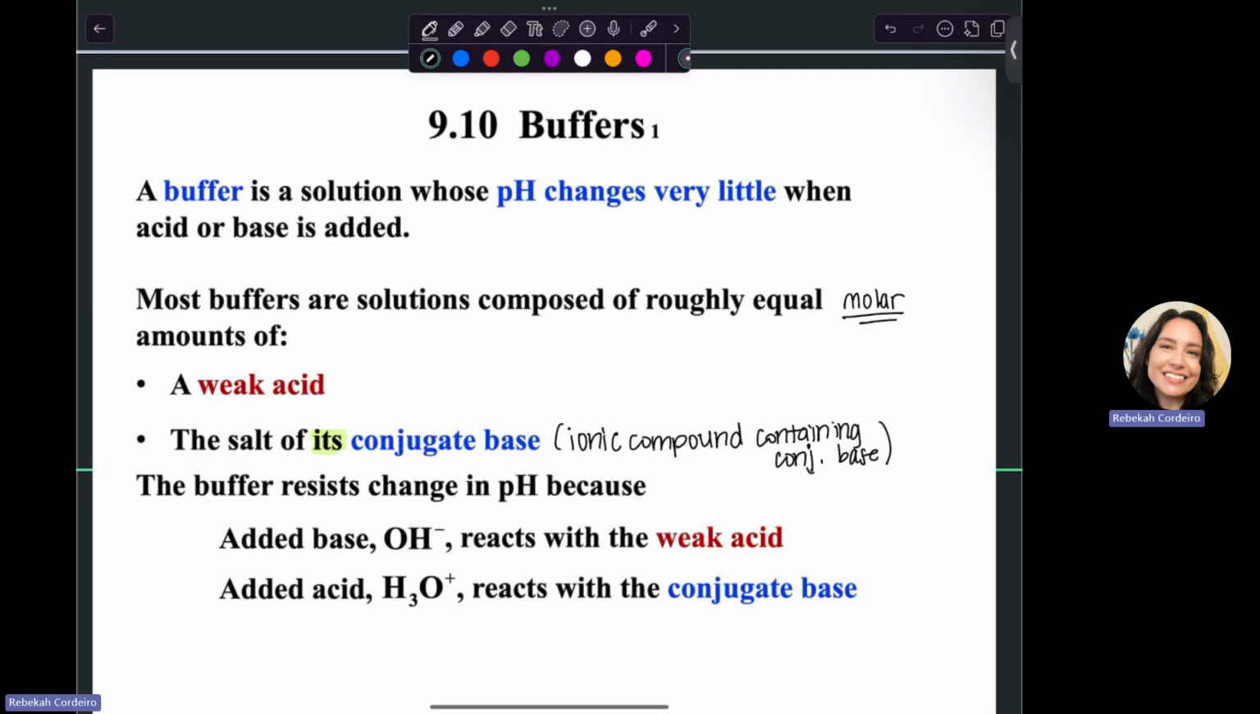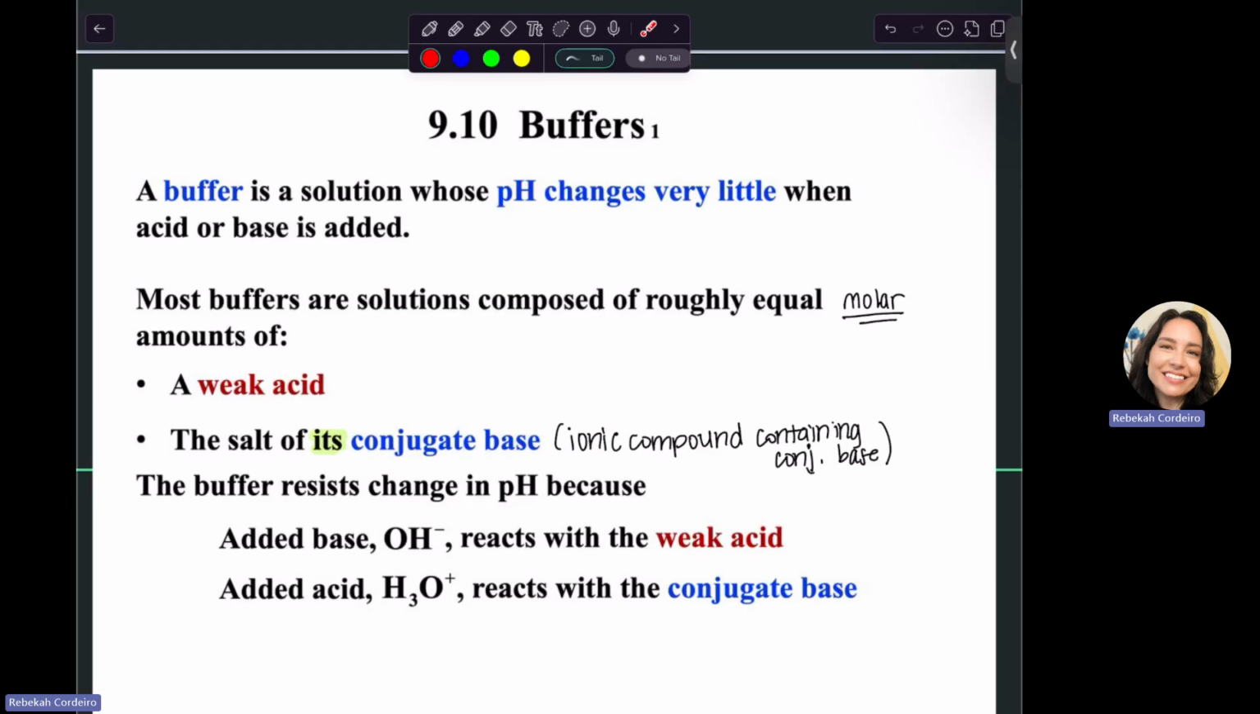The buffer resists change in pH because if you add base, which is hydroxide, it reacts with the weak acid. If you add acid, it reacts with the conjugate base. So if we add base, the weak acid in the buffer goes to neutralize that base. If we add acid, the conjugate base in that buffer goes to neutralize the acid. So we have both, we're prepared for an attack of base because the acid is ready to go, or an attack of acid because the base is ready to go.